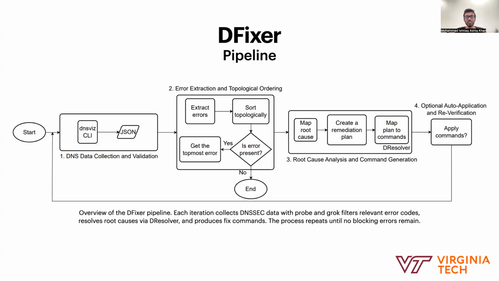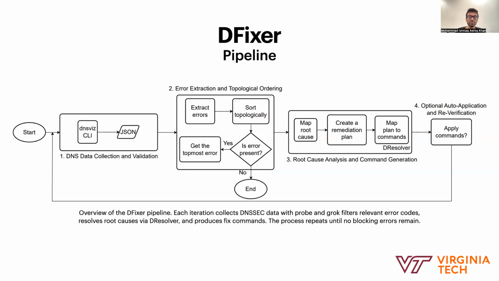Okay, now that we have an idea of what DFixer output looks like, let's dig deep into DFixer and look at the pipeline. What we do here is we use the DNSViz CLI to first extract the errors, or analyze the zone using DNSViz.